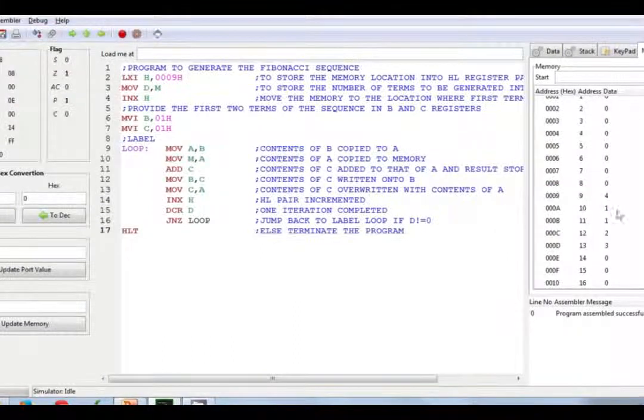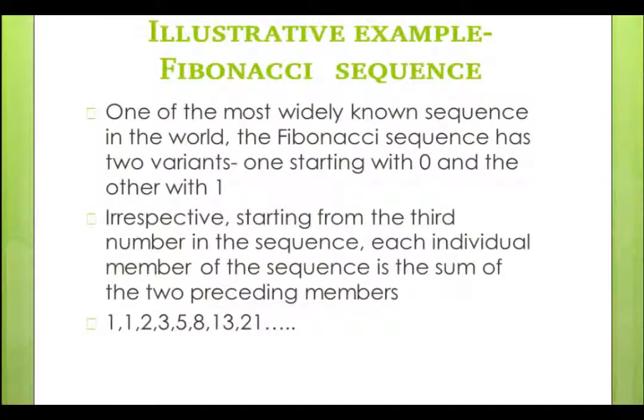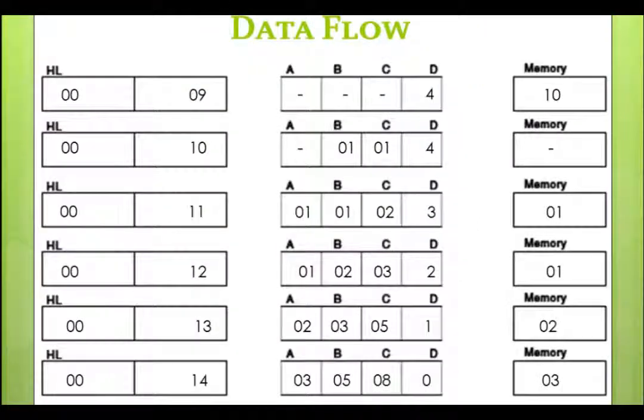Now we see how the data flows. Initially, the HL pair contains 0009 while B and C contain 01 respectively. Copying the value into the accumulator leads the memory to contain the first term 01. Now the value of HL is incremented. Because the value of B is copied into A and B is updated every time with C, which in turn contains the sum of the previous two numbers, the memory starting from the third term contains the Fibonacci sequence correctly.